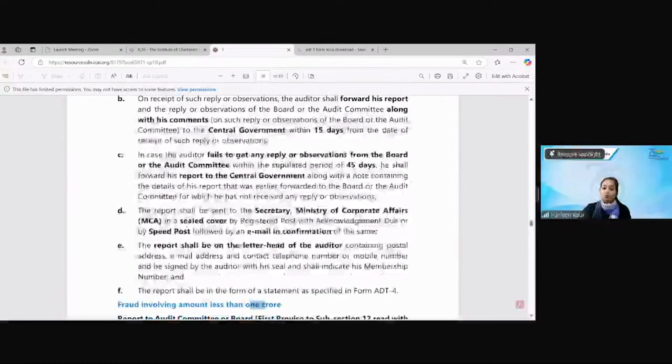And the report has to be sent to the Secretary, Ministry of Corporate Affairs in a sealed cover by registered post or by an email confirmation. And this report is to be sent in form number ADT 4. And the report shall be on the letterhead of the auditor. Very important, beta. Auditor will also indicate his membership number. An MCQ question can come on this.